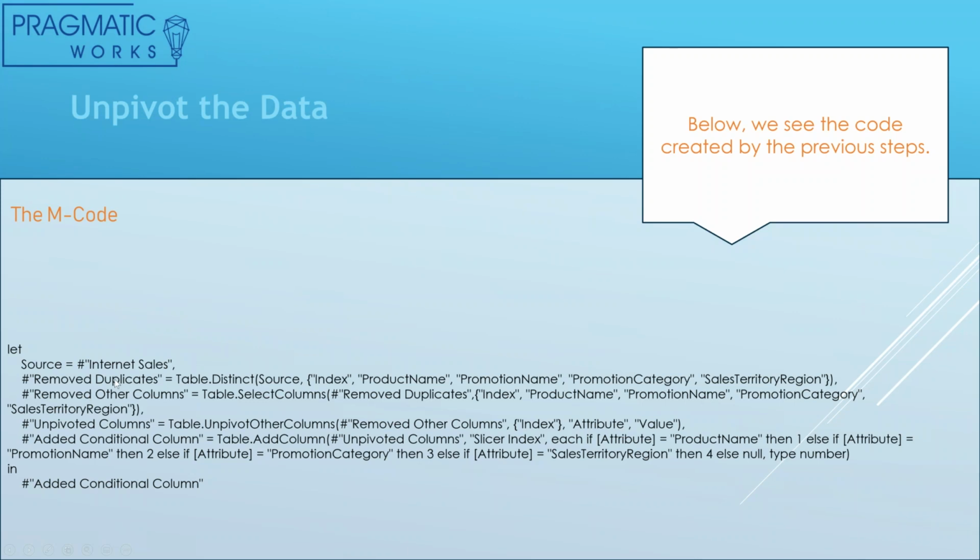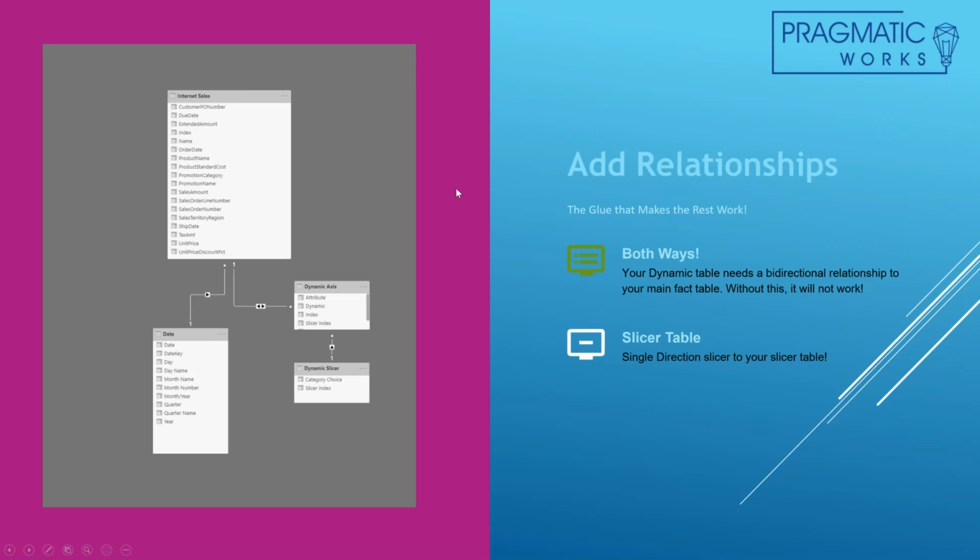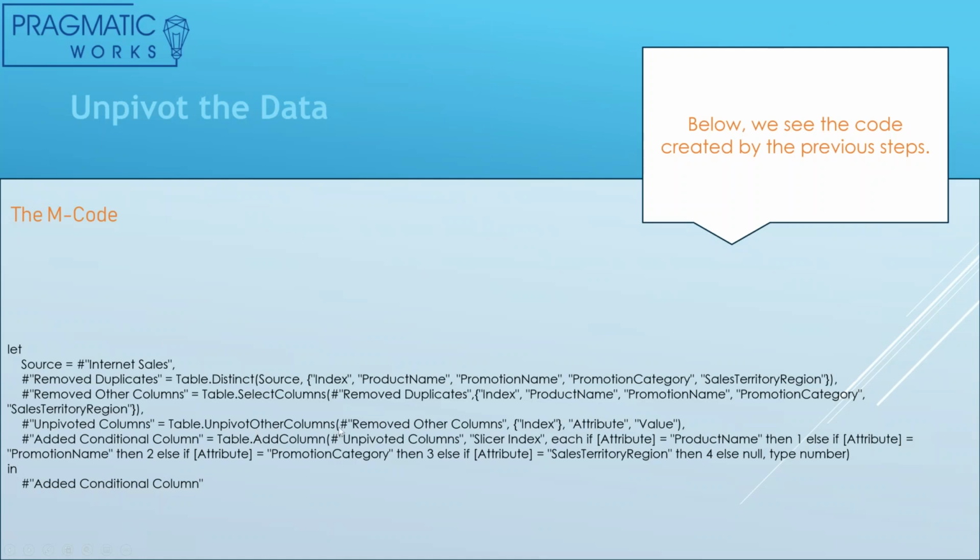We've removed duplicates, which I think I did actually by accident. Oops, I keep going past. And then we've unpivoted the other columns. We've added a column, and that's it. That's all there is to it.